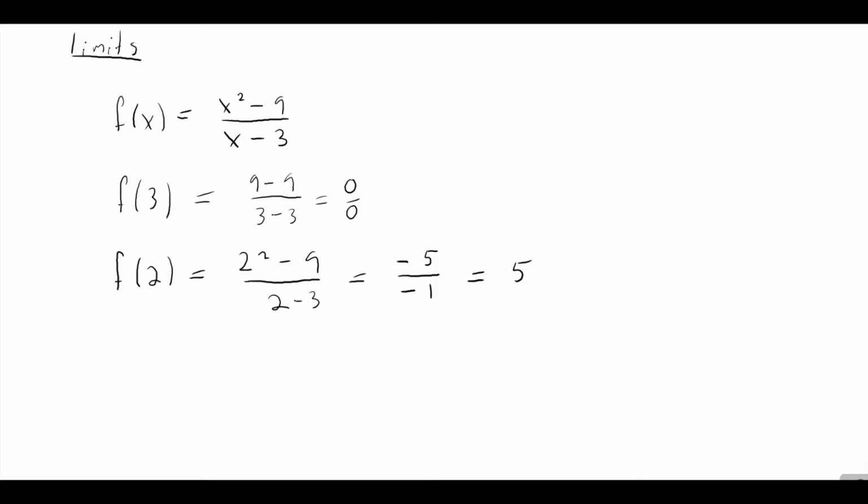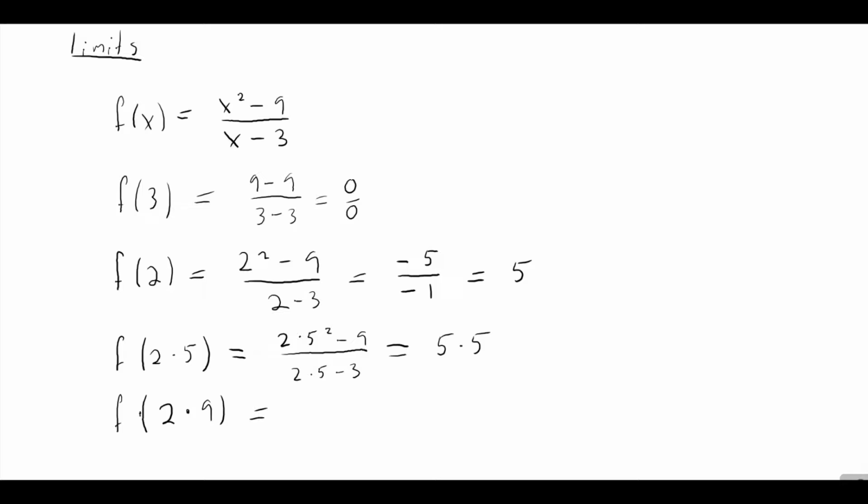Now let's just pick something that's a little bit closer to 3. So if we keep going closer and closer to it, we'll try 2.5. And I'll do this out really quickly. So if you sub 2.5 into that, you're going to end up getting 5.5. Now let's keep going closer to it. So we'll try f of, and we'll go really, really close to 3 this time. So we'll try 2.9.